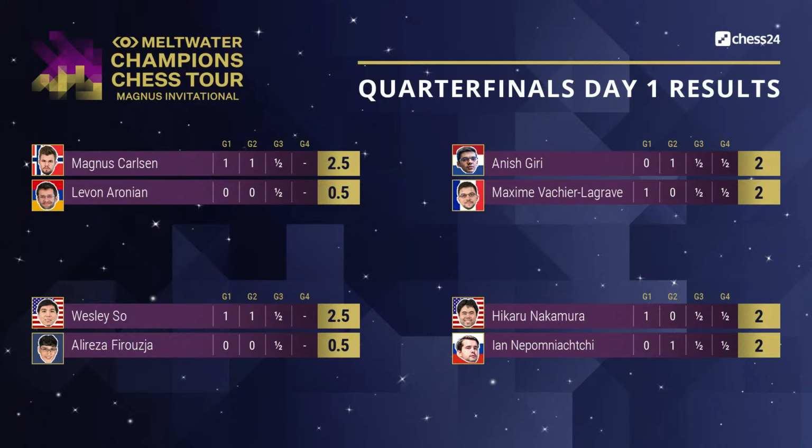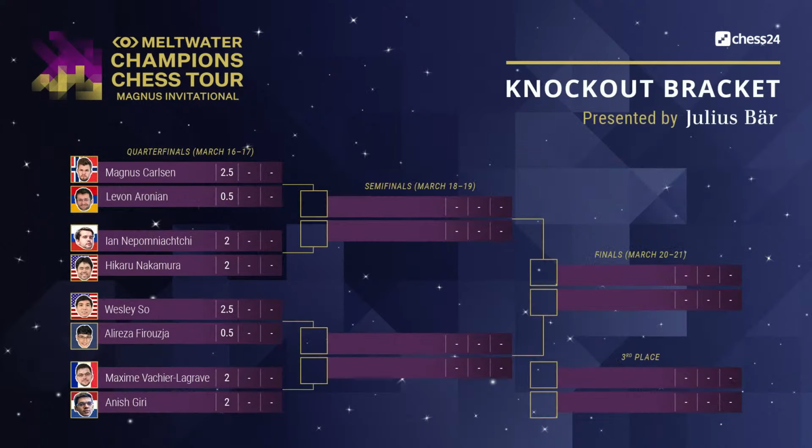Anish Giri, Maxime Vachier-Lagrave, it ended peacefully, but it was full of fireworks. The first 2 games, decisive ones, with each of the players drawing blood turn by turn. Eventually, the last 2 games were drawn. We've seen some incredible theoretical battles between the two.